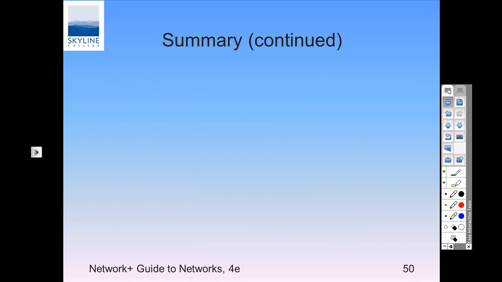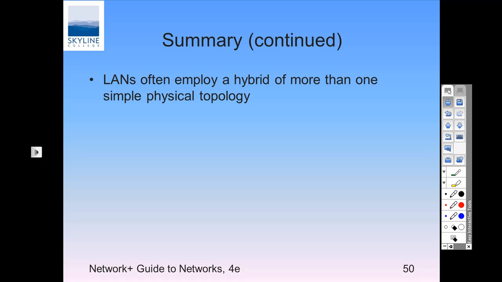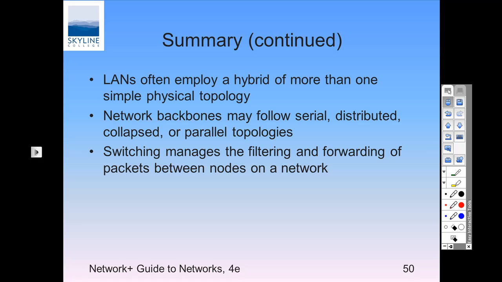Bus and ring. Bus had collisions. Ring didn't have collisions. Switches don't have collisions. Hubs do have collisions. Hubs are layer 1 devices. Switches are layer 2 devices. Backbones are high-speed connections, and you can look at the pictures of the way they do the backbones. A collapsed backbone goes to a central device, and that's really what we have here in this building.